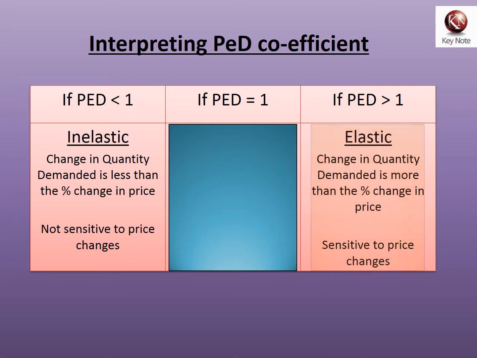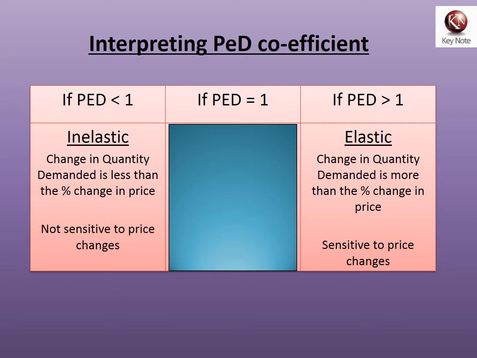But then, if PED is greater than 1, then we would say that it is elastic. So in other words, the percentage change in quantity demanded is more than the percentage change in price. So if I put my price up by 5% and I lose 20% of my business, then we can say that actually the product is very sensitive to price changes.